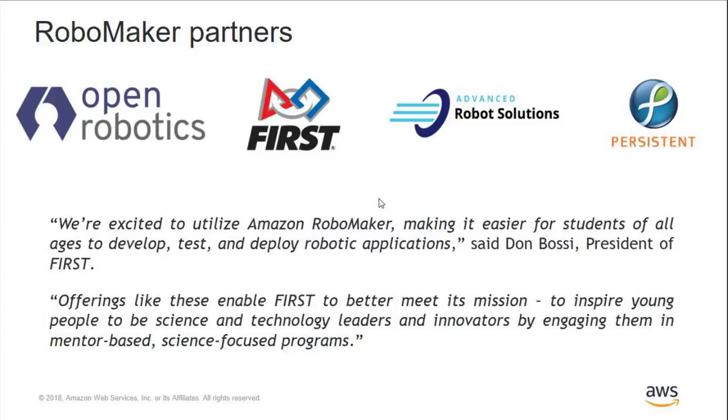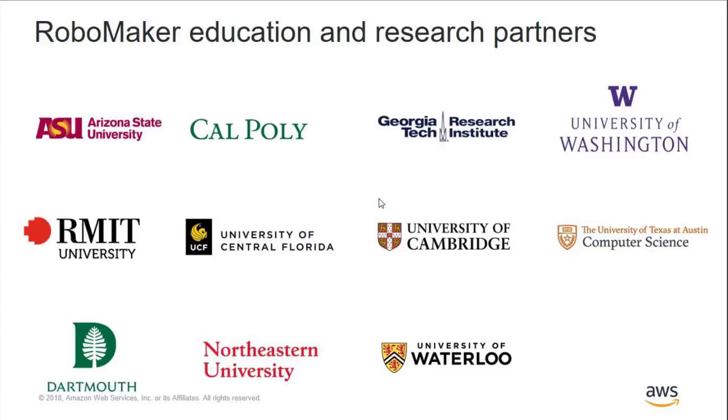We have FIRST, which has a focus on educational institutions, where we're partnering with them to bring the capability of RoboMaker into the hands of students to train the next generation of roboticists. We also have a partnership with various solution integrators and other partners to work on the ROS ecosystem, including advanced robot solutions and persistent systems. In addition to these community and industry partners, we also have an education program to reach universities and research institutions so that, again, we can provide RoboMaker capabilities into the hands of students to train the next generation of roboticists.